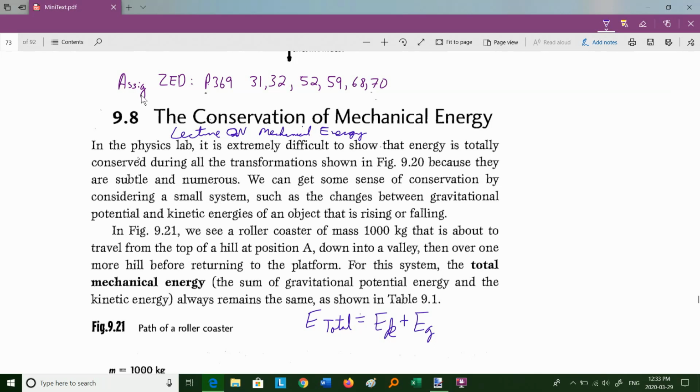So how does this total kinetic energy work? Total mechanical energy. Remember, kinetic energy is 1/2 mv squared, and the relative potential energy is mgh. So E total will always be the sum of 1/2 mv squared plus mgh. And a classic example that we look at is a roller coaster.